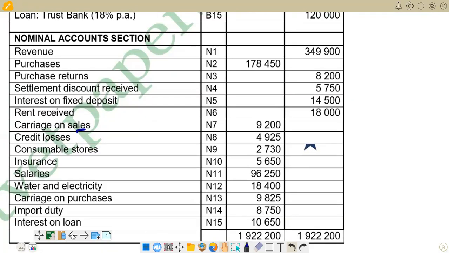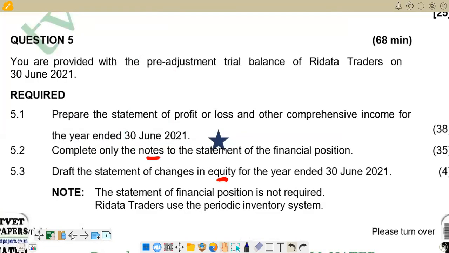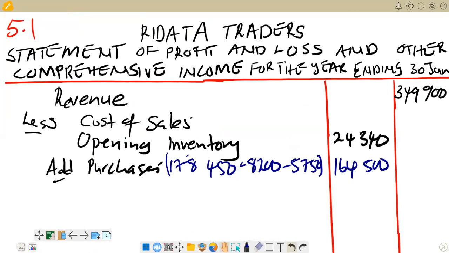We go back again to input those figures. Right. When we are here now, we say carriage on purchases.